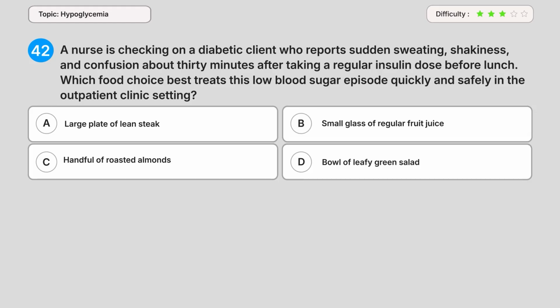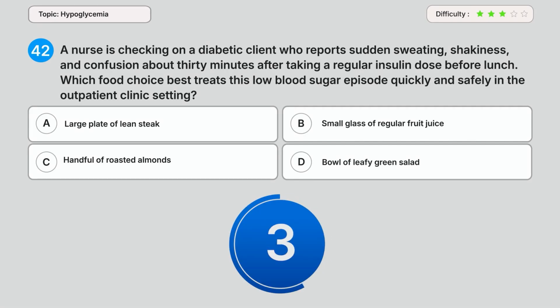A. Large plate of lean steak. B. Small glass of regular fruit juice. C. Handful of roasted almonds. D. Bowl of leafy green salad. What do you think is the answer?